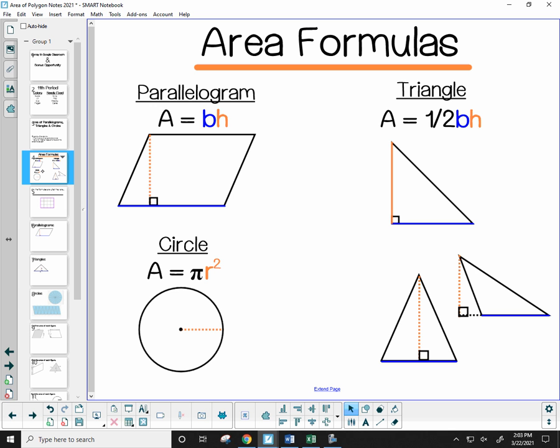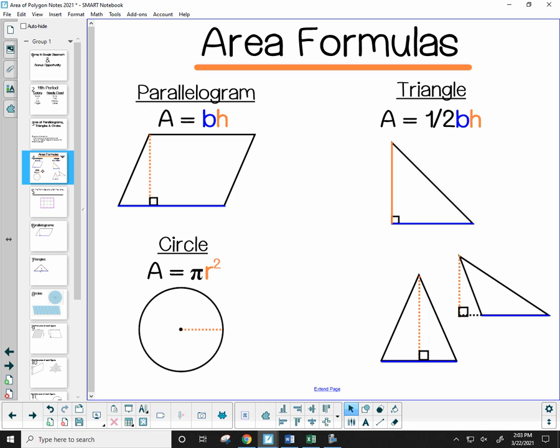Remember, we talked about heights a while ago when we were doing constructions. We call them altitudes. We were constructing altitudes, and we said sometimes the altitude is inside the triangle, sometimes it's a part of the triangle, sometimes it's outside of the triangle. Okay, so I gave you three different scenarios there. That's again 1/2 base times height. And then the area of a circle is pi r squared.